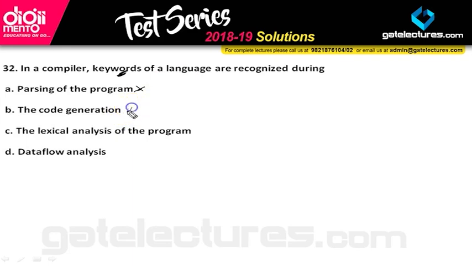The code generation, this is obviously not the answer, because keywords are a different thing, meaning recognizing whether integer or float is given in the right format or not. While in code generation what we do is we try to make the code machine dependent, like we are using the four address code, three address code, like these. Okay, so not the answer.